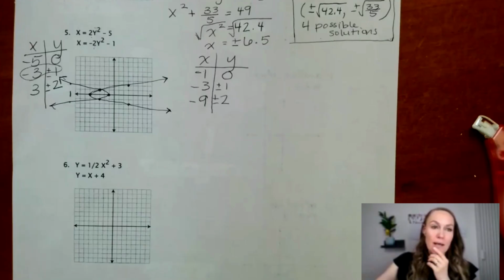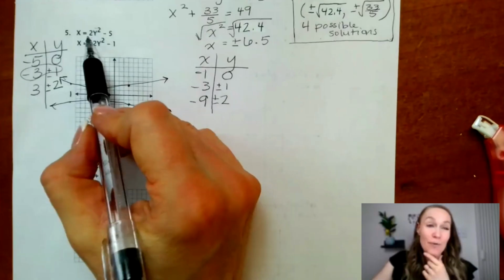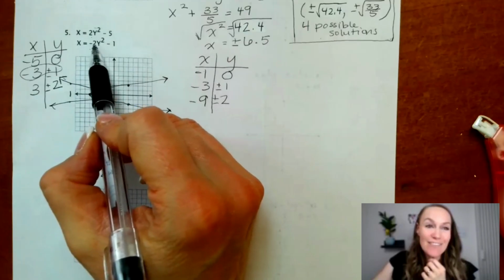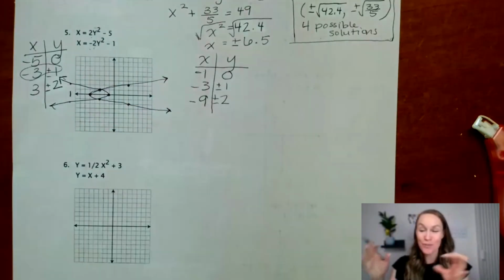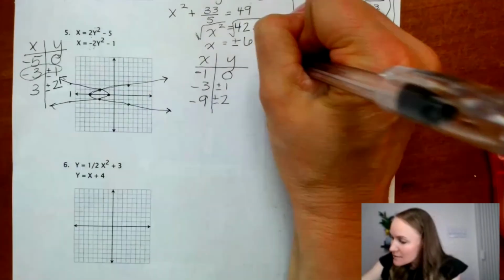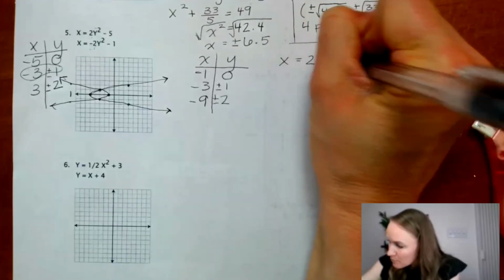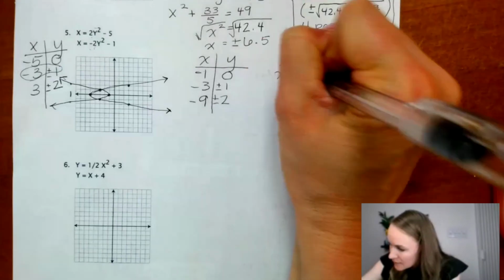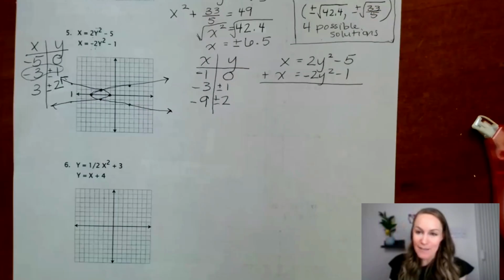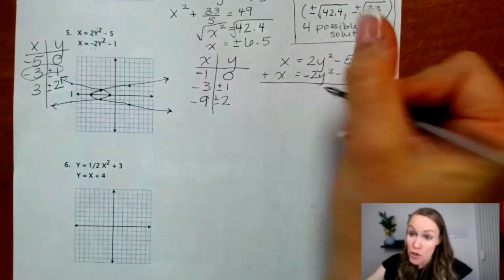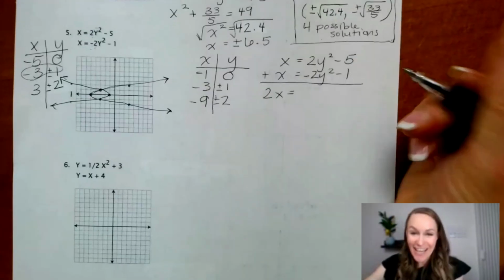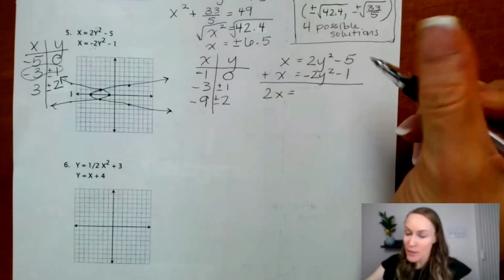So what I'm going to do is just add these, because I recognize that 2y squared and negative 2y squared added together give 0. So that cancels out that variable, making it very easy for me to solve for x. So x equals 2y squared minus 5, and then x equals negative 2y squared minus 1. So we can go ahead and add them together. x plus x is 2x equals 2y squared minus 2y squared is 0, yay. And then negative 5 minus 1 is negative 6.